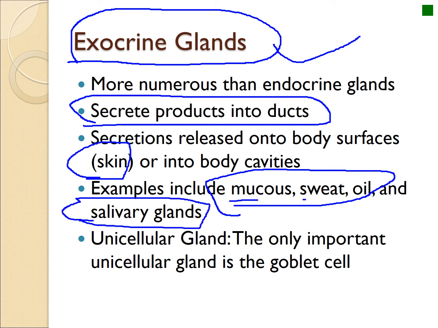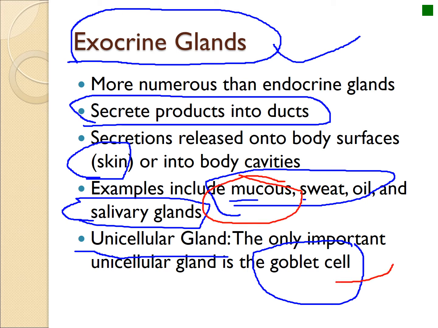Now, we do see these types of glands called unicellular glands. That means it's only one cell, versus most glands, which are made up of dozens to hundreds of cells. These unicellular glands are also called goblet cells, and their main job is to produce mucus. They're found dispersed, usually within other epithelia, particularly in the digestive system and the respiratory system.